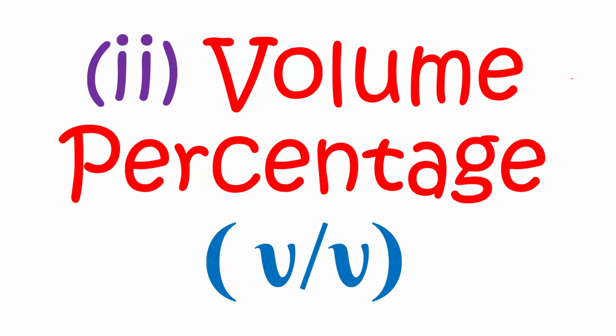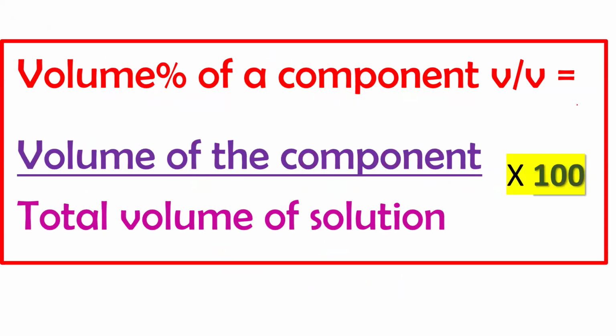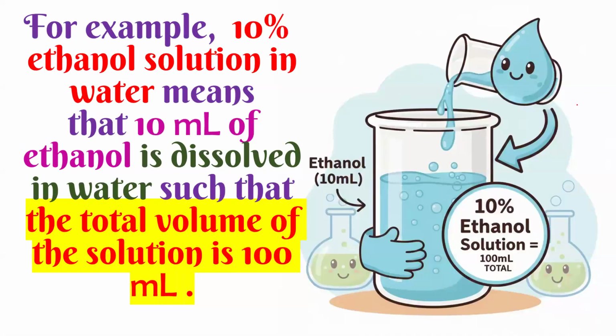The next is volume percentage. It is represented by V by V. Volume percentage of a component, V by V, is equal to the volume of the component divided by the total volume of the solution, multiplied by 100. It is almost similar to mass percentage, but here the term is volume. For example, what does a 10% ethanol solution in water mean? Here it is volume, so it will be in liter or ml. Usually we use ml for small measurements.